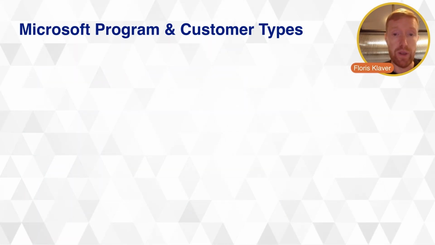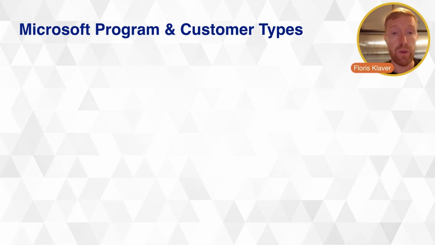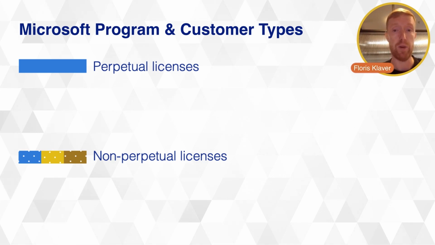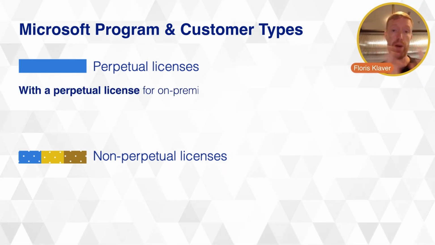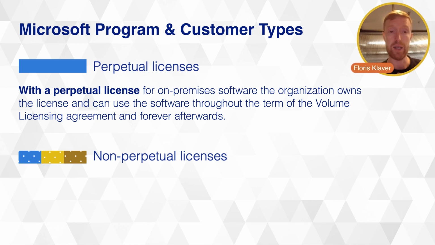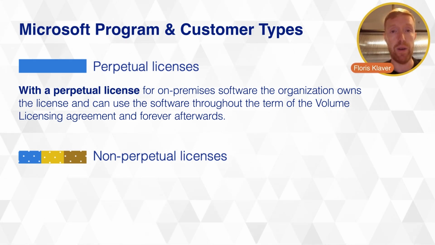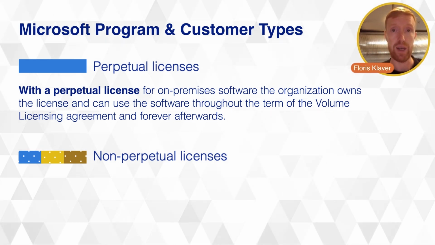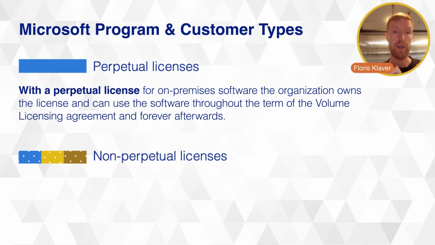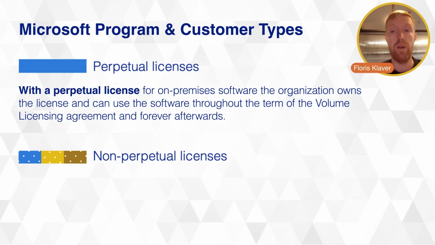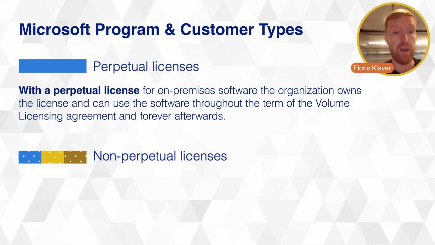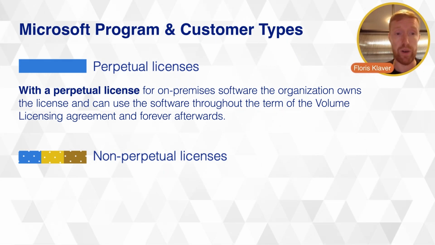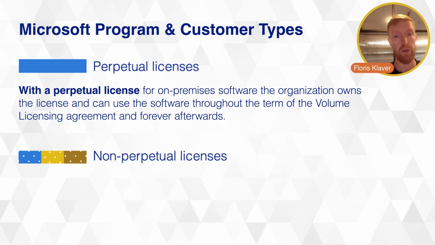Now, what is important to note as well is the difference between perpetual licenses and non-perpetual licenses. The name itself might give it away a little bit, but perpetual is basically if you buy a license, then you own that license. So for instance, if I buy a Windows Server license in an enterprise agreement, then I pay for that license, and that license is the right to use that software for as long as I want. So I have paid for it, it's mine, and I can use that version of that product, that edition, for as long as I want to.